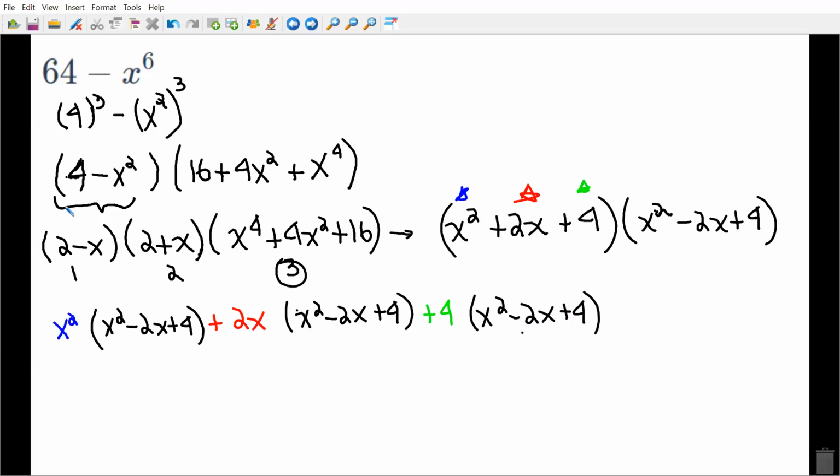Teacher, but I don't have it organized like that. No, because I haven't finished. I am only going to multiply, and then I'm going to collect like terms, and then I'm going to check if that long multiplication is equal to x to the fourth plus 4x squared plus 16. Okay? Because I haven't finished.